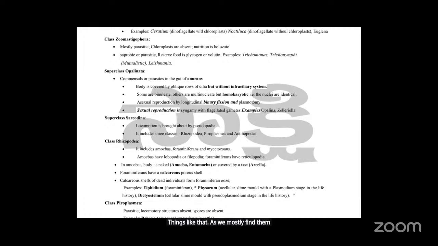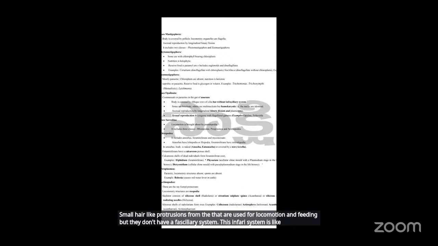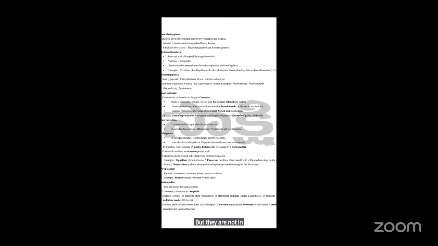Body is covered by oblique rows of cilia, but without a supraciliary system. So their body is covered by cilia, which we discussed before, those small hair-like protrusions from the pellicle that are used for locomotion and feeding. But they don't have an infraciliary system. This infraciliary system is a structural network used to coordinate the movement of cilia. So if they don't have something that coordinates their movement, I'm sure the cilia is just to help them move, but they are not in full control of the cilia.